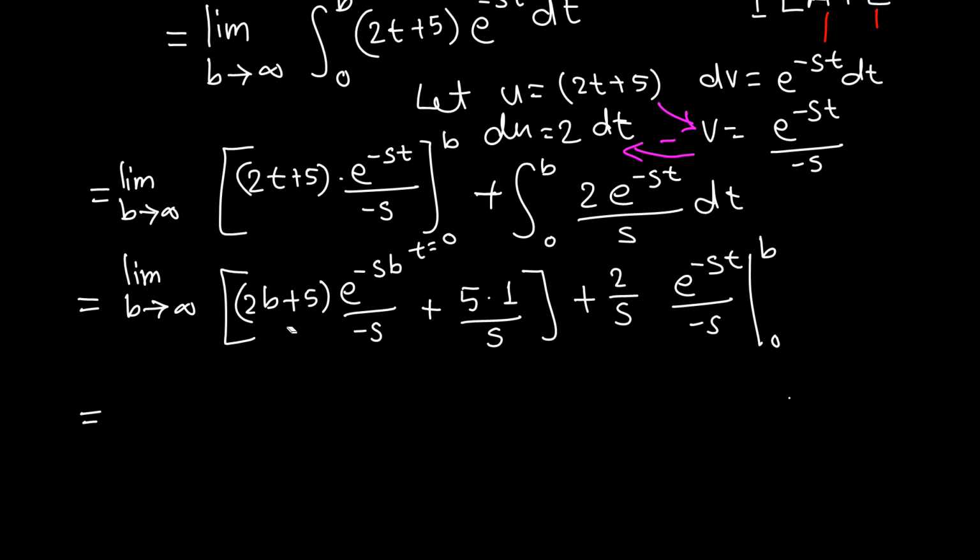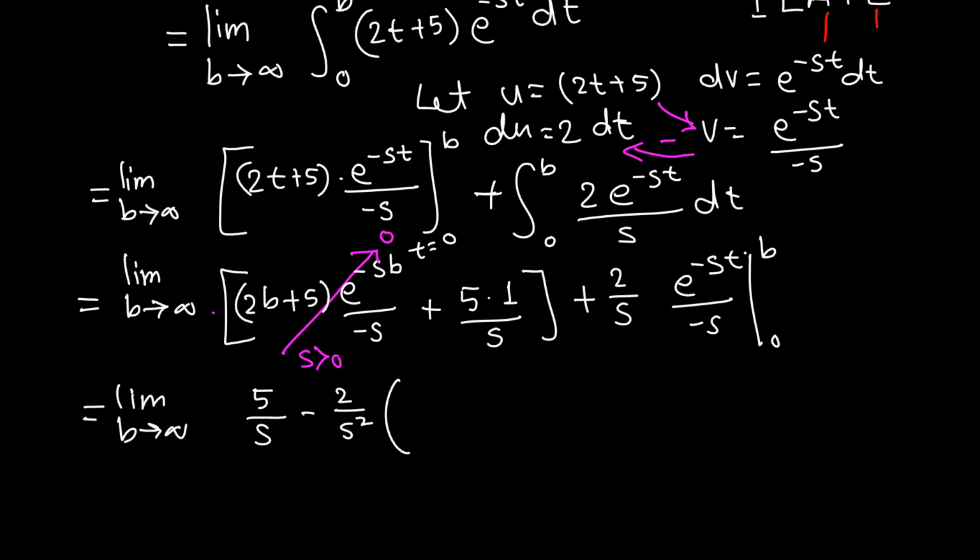So let me write that. This will be 0 when s is positive. When s is positive and b is going to infinity, negative infinity in the exponent gives 0. Let me write the next step. Then we get the limit as b goes to infinity, just for the second part, this is 5 times 1, 5 over s, plus 2 over s, and with s squared, so negative, we can write negative 2 over s squared.